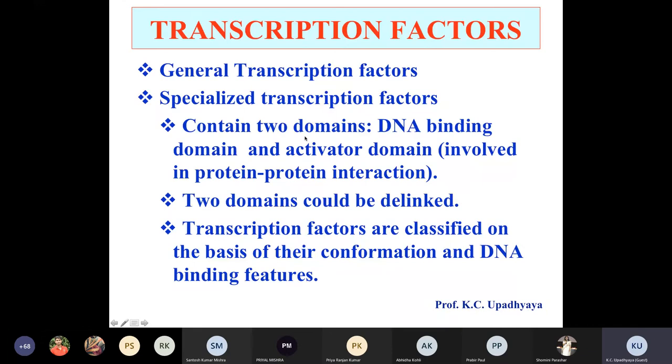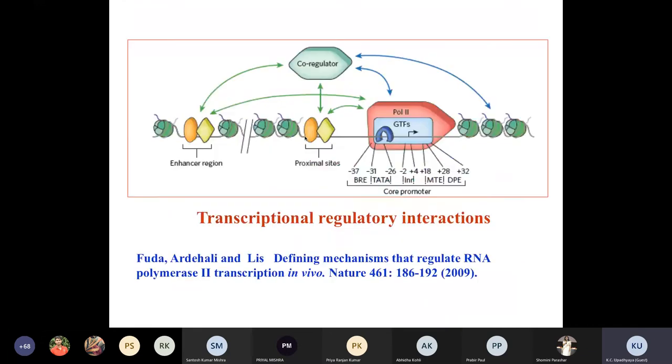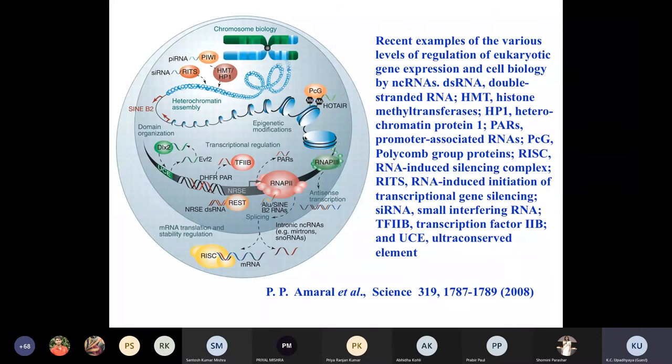This just shows you a very complex picture, to give you the complexity of the system: in the eukaryotic nucleus, how many things are going on at the same time, and how the system functions. A recent example of various levels of regulation of gene expression in cell biology involves nuclear RNAs, double stranded RNA, histone methyltransferases, heterochromatin proteins, promoter associated RNA, polycomb group proteins, RNA induced silencing complexes, RNA induced transcriptional gene silencing, small interfering RNAs, and transcription factors, everything working in concert to regulate transcription and activate these genes.